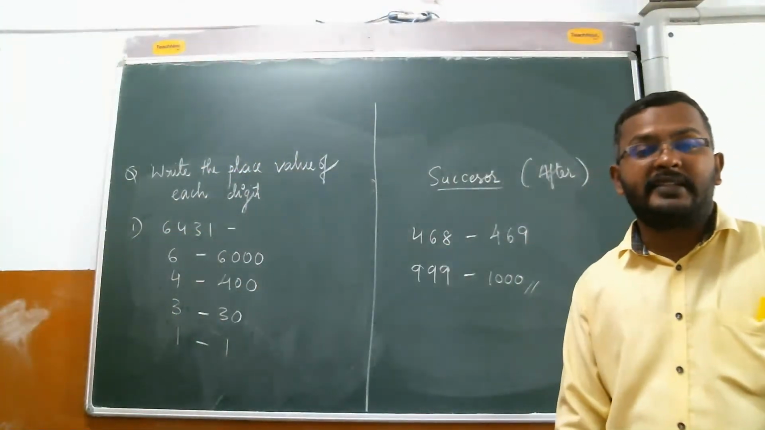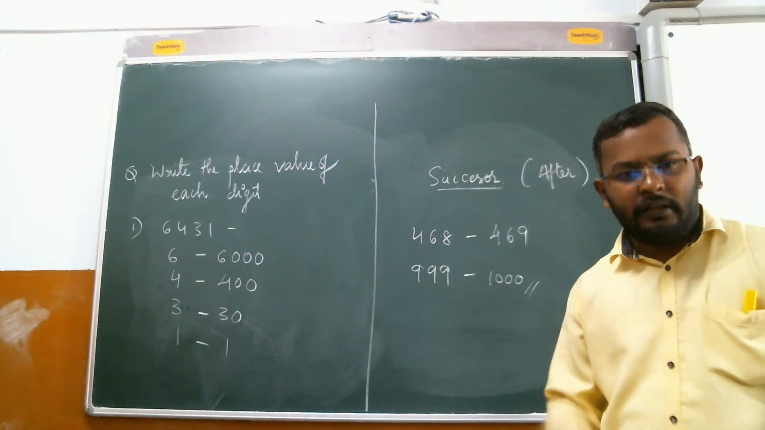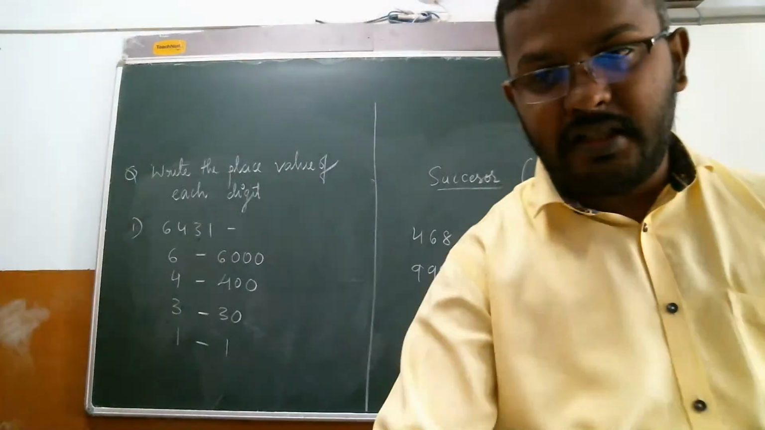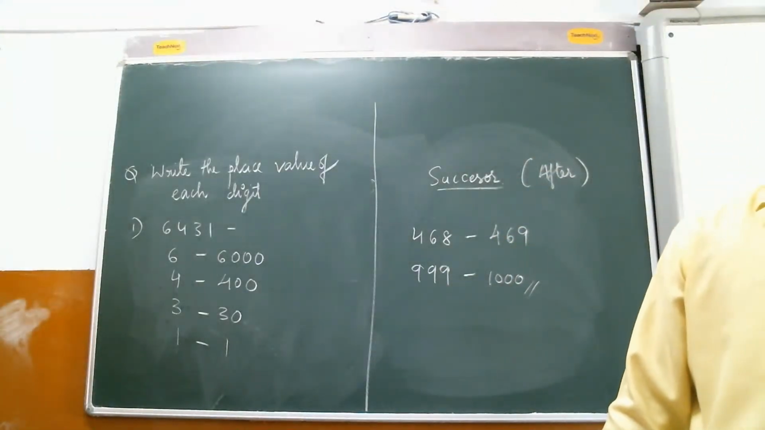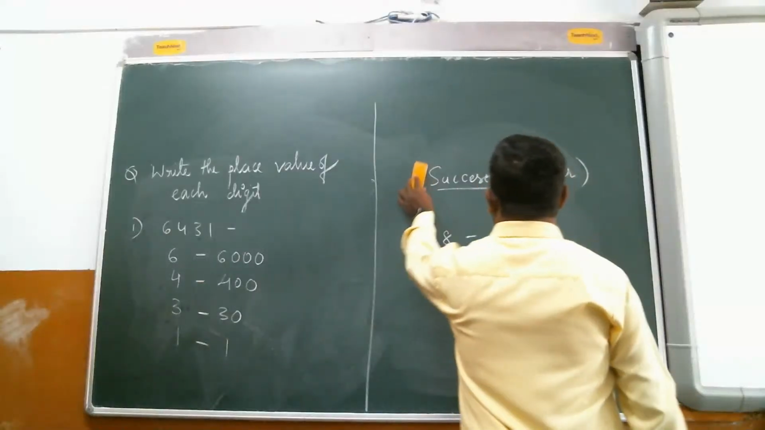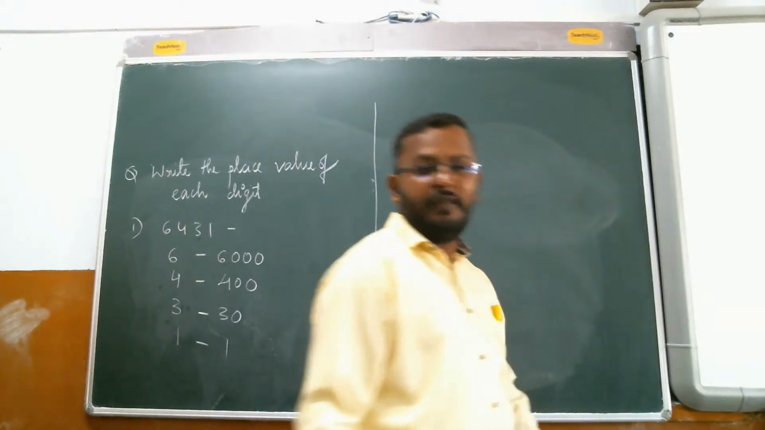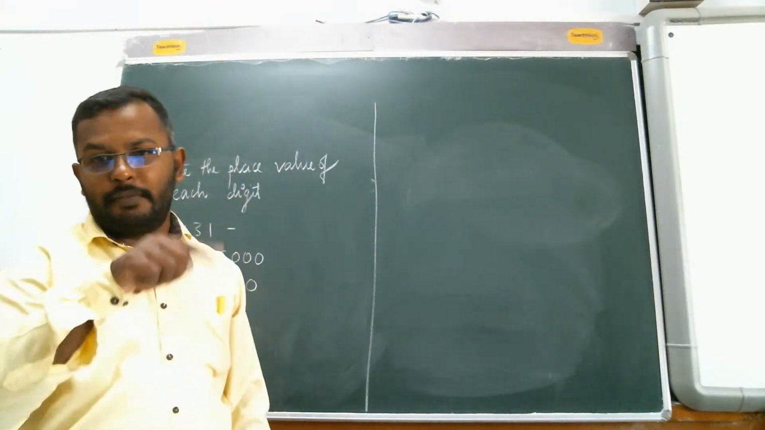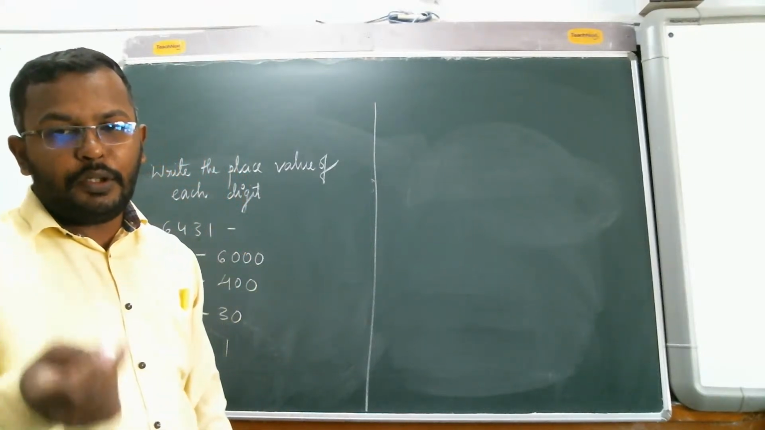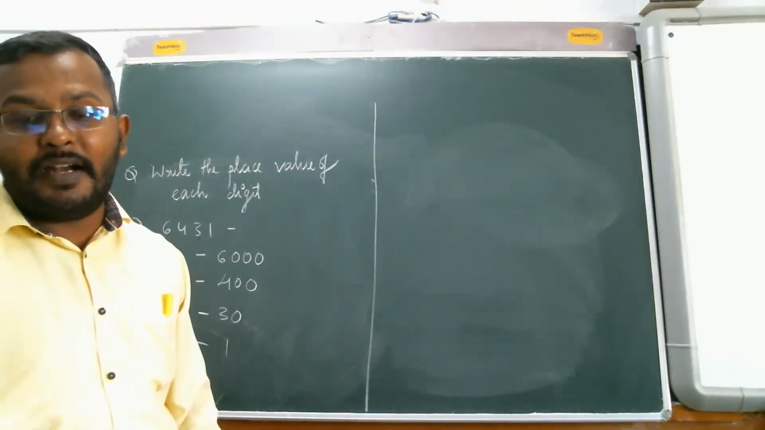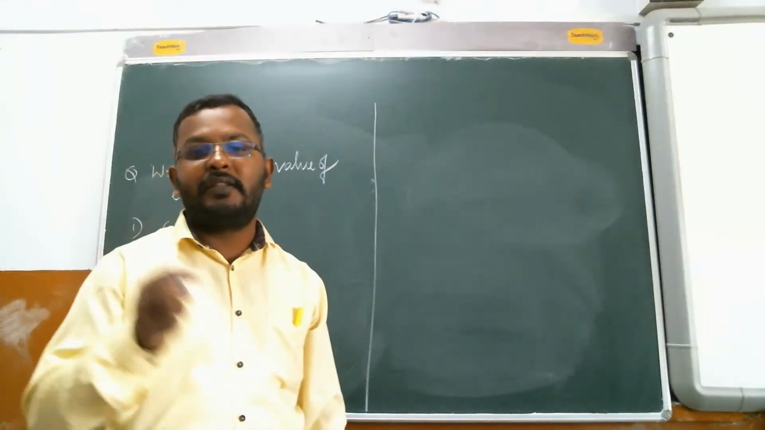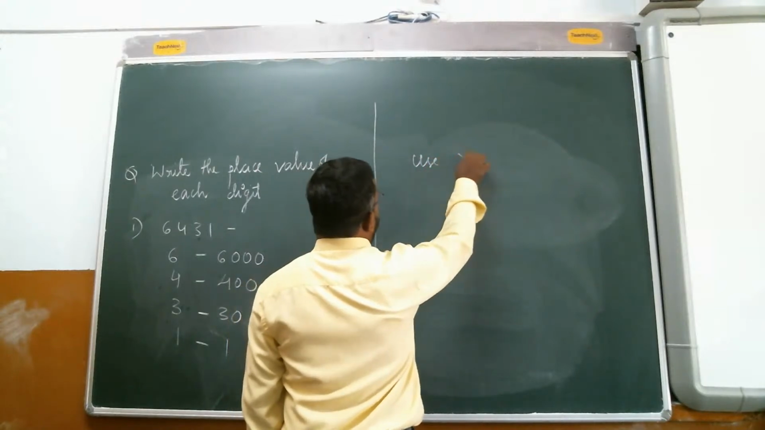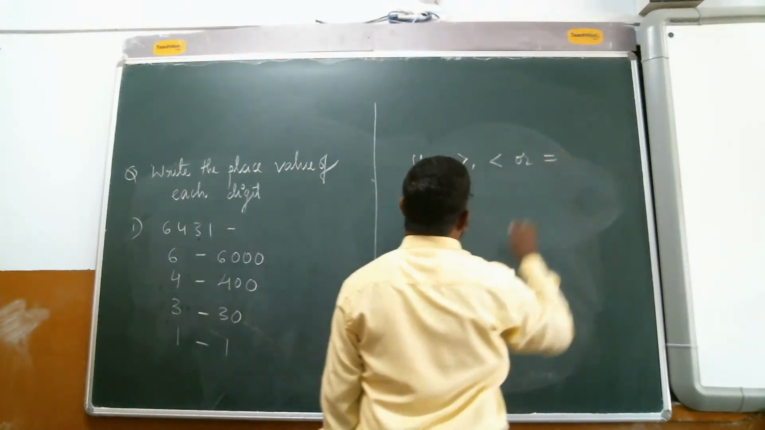Just like you were writing in expanded form, that only you have to use here, and using that you have to write the place value of each digit. Okay. So after place value, next we are having comparison. Comparison of numbers is nothing but which one is greater and which one is smaller. Two numbers will be given, and those two numbers you have to compare and write the greater than symbol, smaller than symbol, or is equal to symbol. Okay. So use greater than, smaller than, or is equal to.